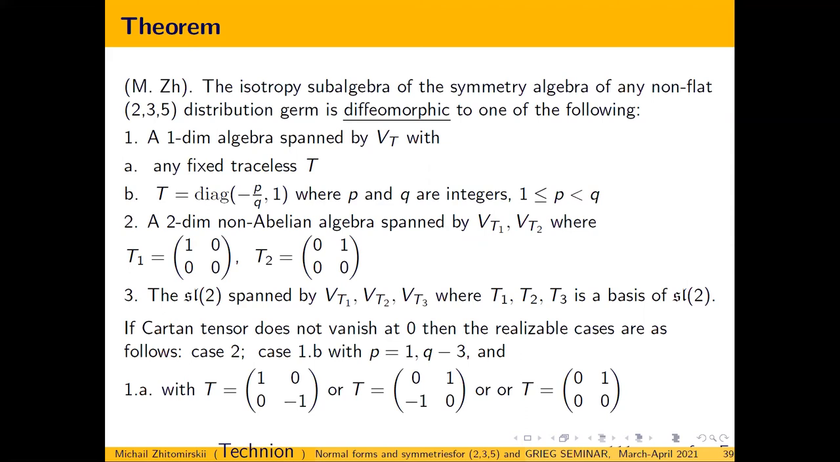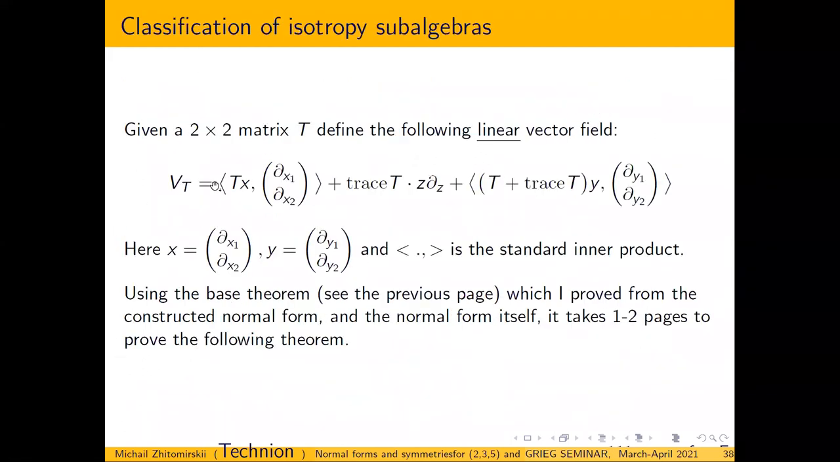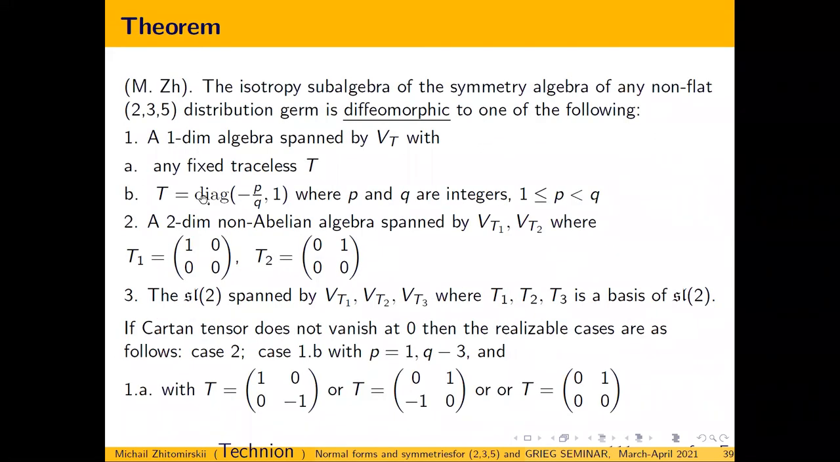The second case is a two-dimensional non-abelian algebra. In this case, we always have this with respect to only one case. Everything is with respect to details. And the third case is SL2, which is the algebra spanned by three vector fields T1, T2, T3, any basis of it. So this is a theorem without any restriction.